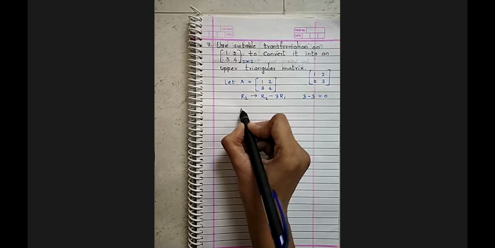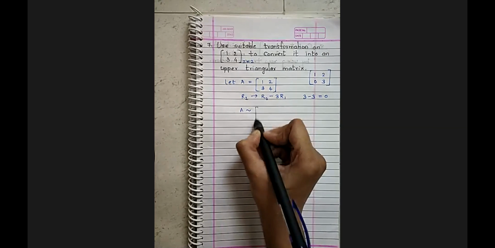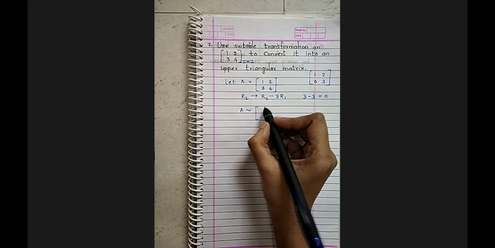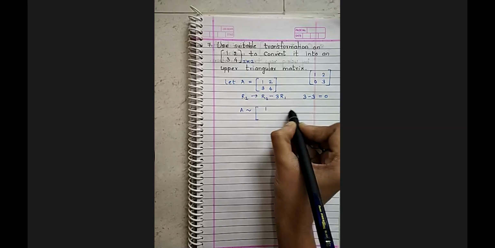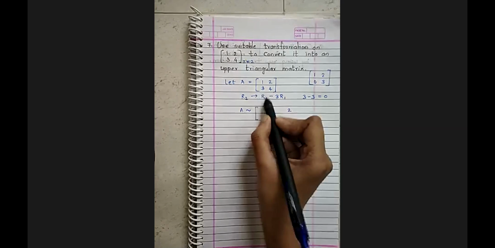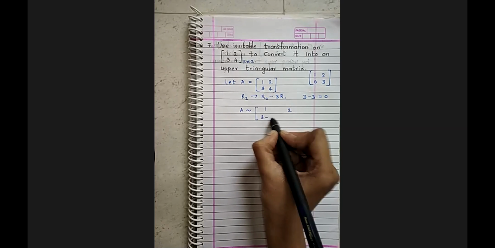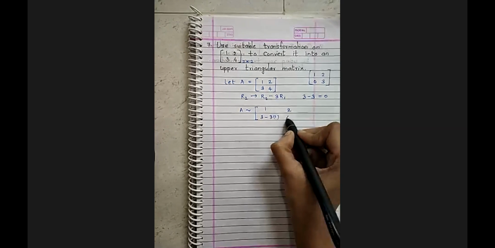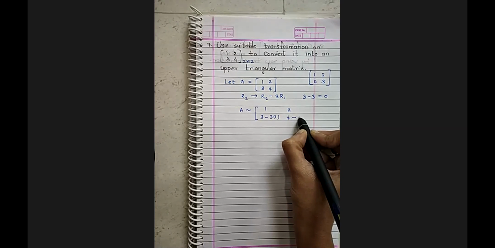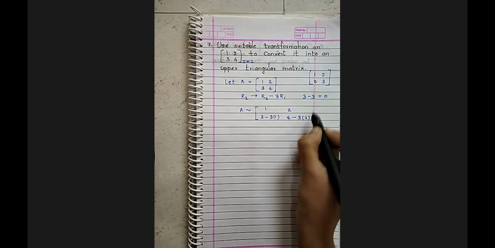So let's do that. After the change, what do you get? See, your first row will be as it is. Now your second row says R2. So it is 3 minus 3 times the corresponding element, and then 4 minus 3 times the corresponding element.